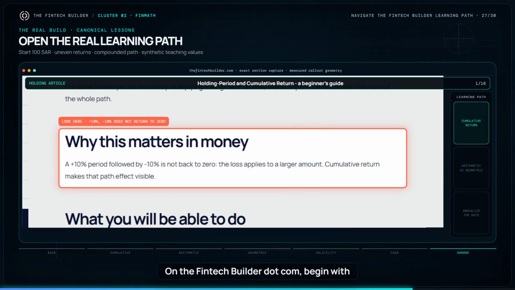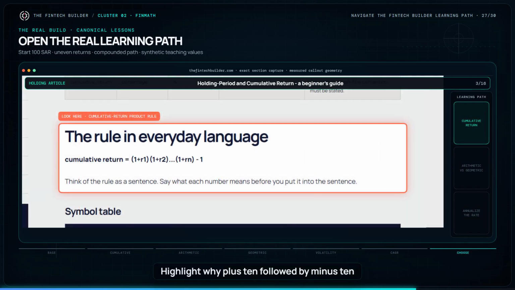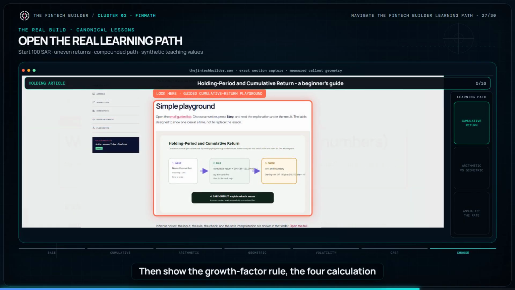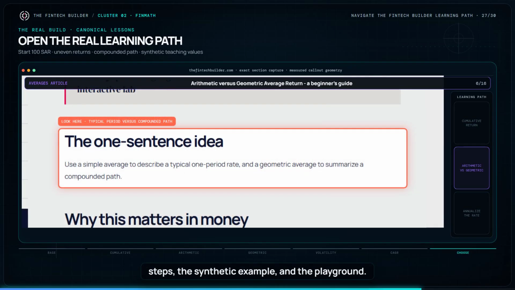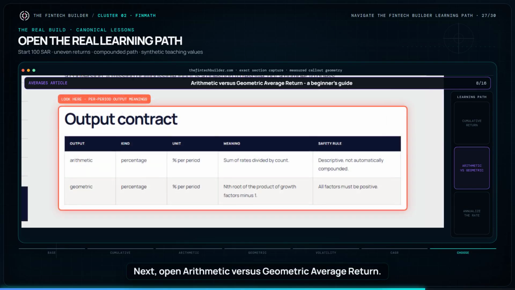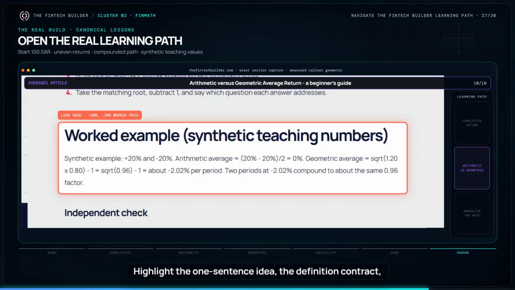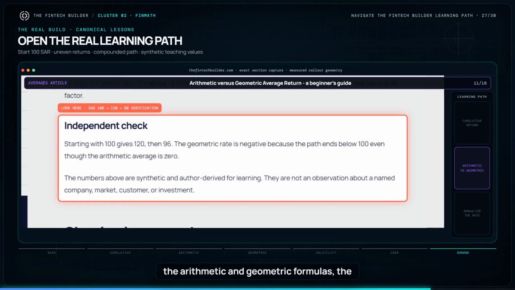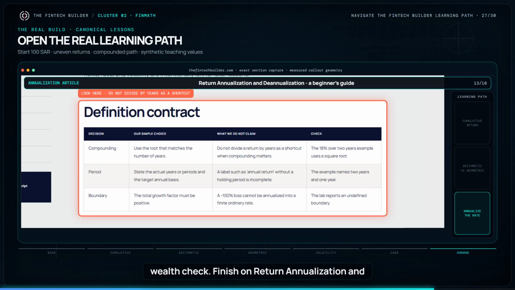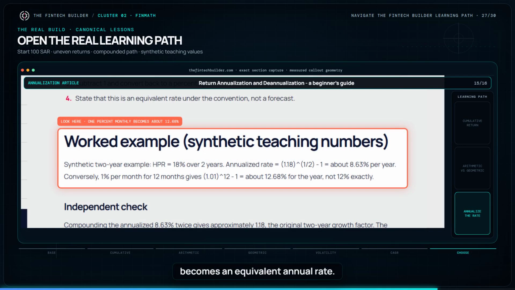On the fintech-builder.com, begin with holding-period and cumulative return. Highlight why plus 10 followed by minus 10 does not return wealth to its starting value. Then show the growth factor rule, the 4 calculation steps, the synthetic example, and the playground. Next, open arithmetic versus geometric average return. Highlight the one-sentence idea, the definition contract, the arithmetic and geometric formulas, the plus 20 minus 20 example, and the independent wealth check. Finish on return annualization and de-annualization, where the same product and root logic becomes an equivalent annual rate.